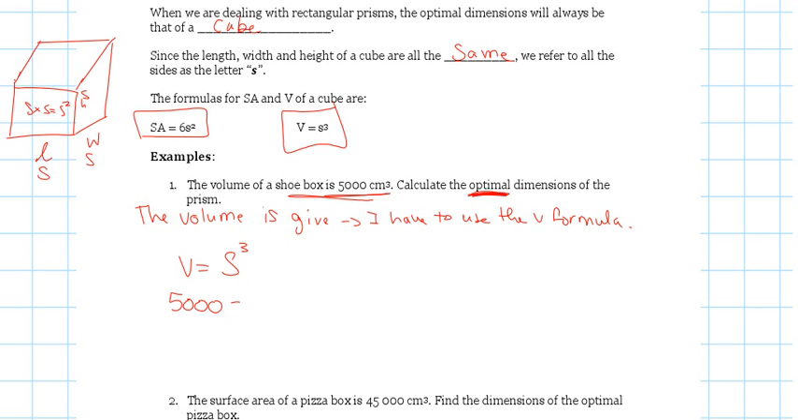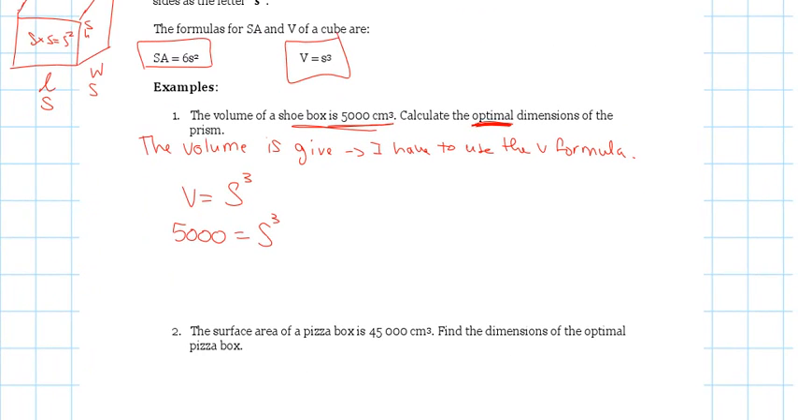I'm solving for what letter? S. How do I solve for S? Cube root, because the opposite of cube is cube root. So to isolate S, I cube root both sides, basically, right? So the cube root and the S cubed cancel. 17 point, and that's going to be centimeters.